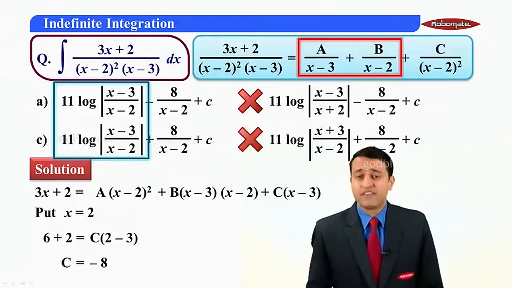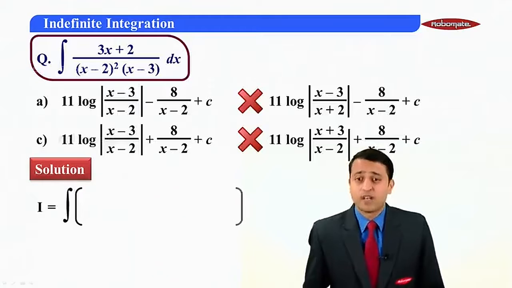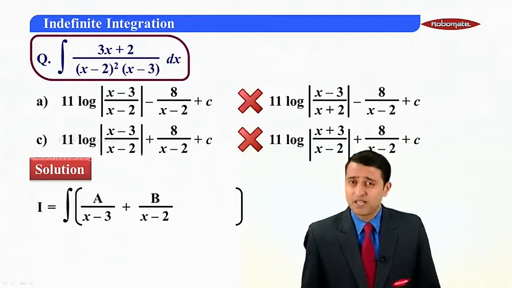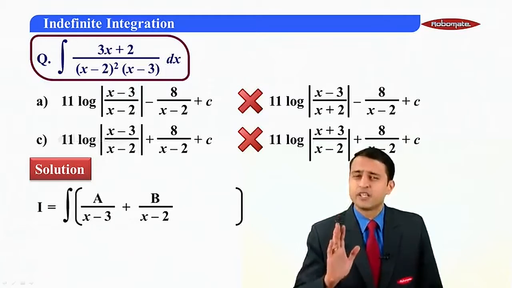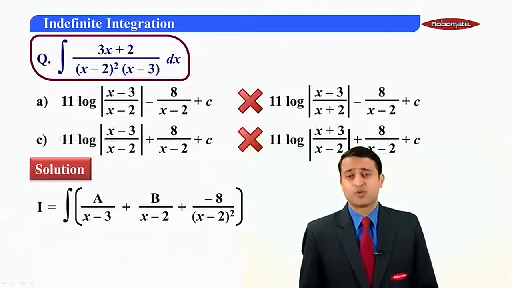Now let us see further. Now if I have to write that, the partial form will now become equal to, can I say, A upon x minus 3 plus B upon x minus 2? I am not interested in these two. Plus or minus 8 upon (x minus 2) the whole square.